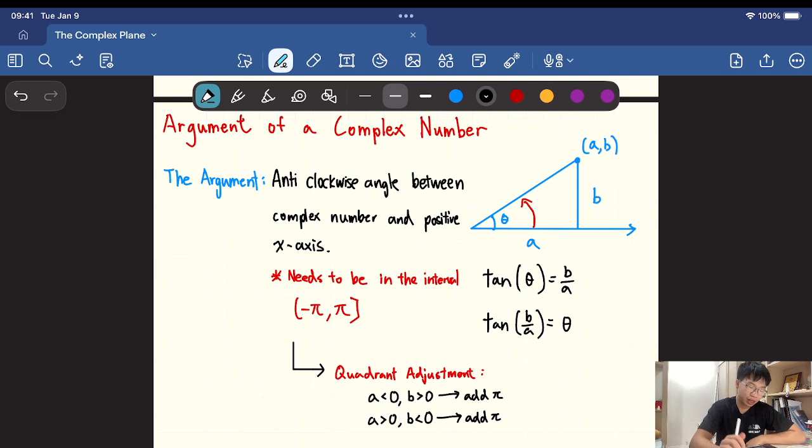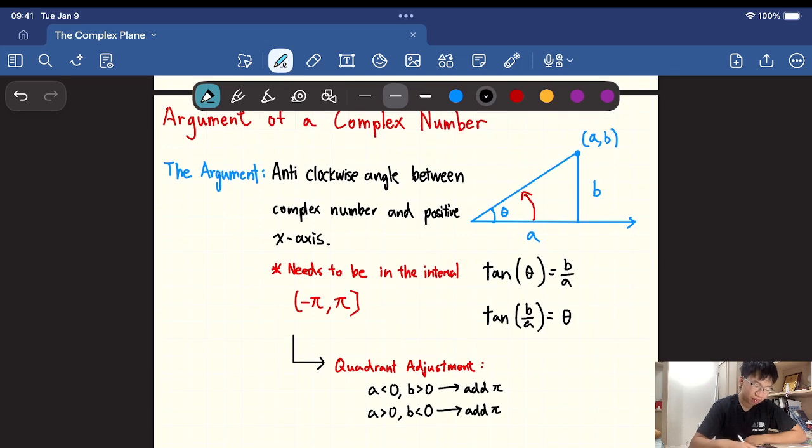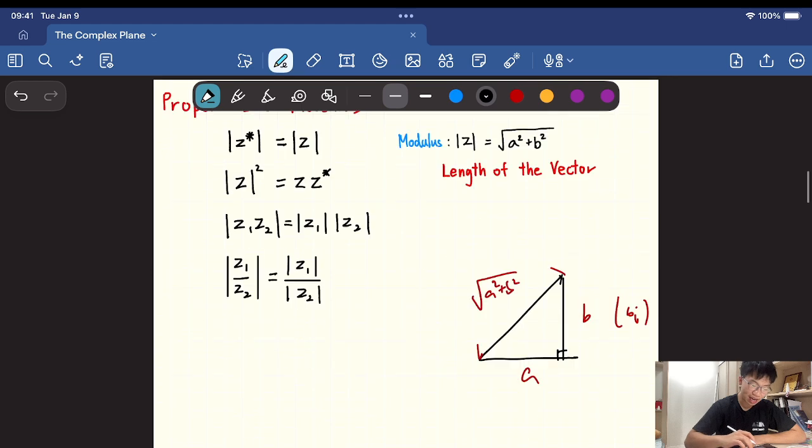So the argument is the anti-clockwise angle, and you don't need to think about anti-clockwise or clockwise. Just think about it as the angle from the positive x-axis, and please remember that it needs to be between negative pi and pi for radians. Normally it's in radians because it's much more useful. The reason why we calculate the argument as I show you guys up here is that it's going to be the inverse tangent of b over a.